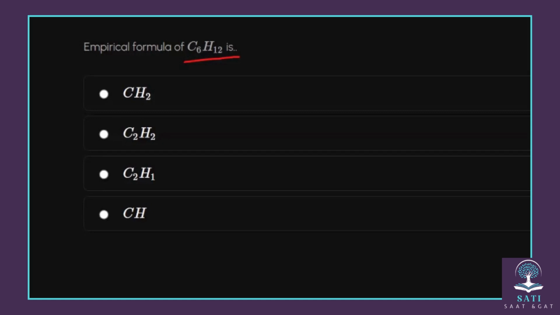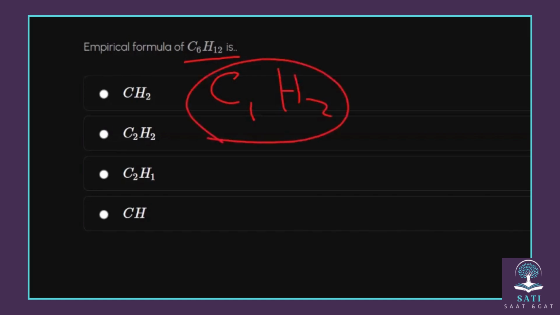When I divide the 6 by 6, I'll get 1. So then it's going to be C1 and the H, the 12 I divide by 6, I'll get what? 2. So that means it's C1 and H2, the simplest form of C6H12, and it represents the ratio. By the way, it represents the empirical formula. Usually it gives us the ratio of carbon atoms to hydrogen atoms. So that means 1 to 2 is the ratio of carbon atoms to hydrogen atoms.